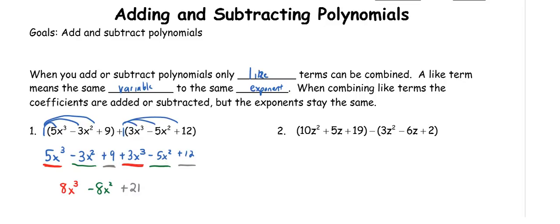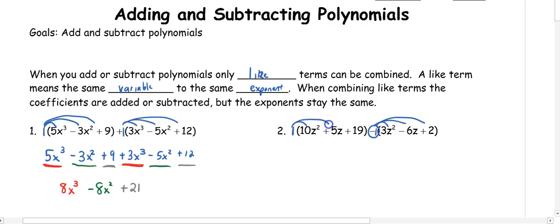In number 2, the first parenthesis still has nothing in front of it, so it's a positive 1. But the second parenthesis has a negative sign, so this is actually negative 1. That's going to be distributed. So first I distribute 1 into the first parenthesis. I get 10z squared plus 5z plus 19.